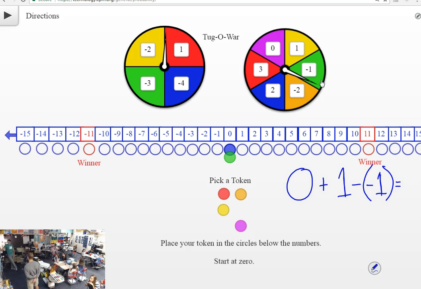At two, because this really is addition, and one plus one is two, zero plus two, I land at two, so I grab my marker and move it to two.